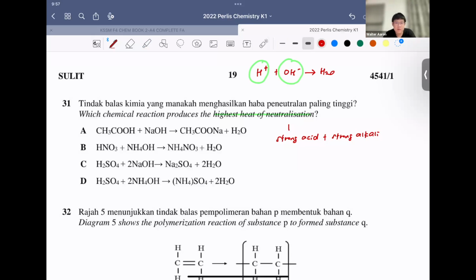Among the list you can see here, there's only one possible answer, and that's C, because that's the only one that has a strong acid, which is sulfuric acid, and a strong alkaline solution, which is sodium hydroxide, to produce sodium sulfate and water. Therefore, the answer here will be C.